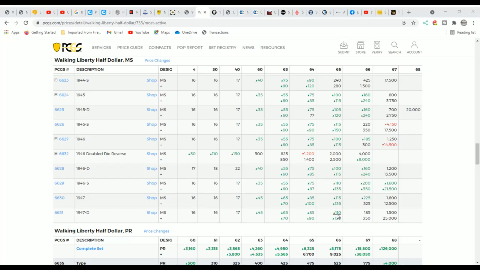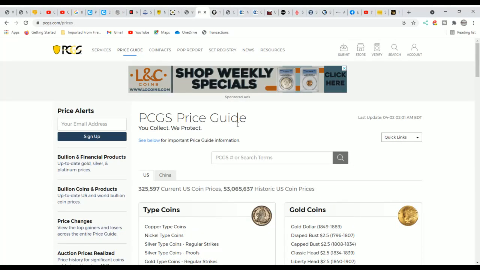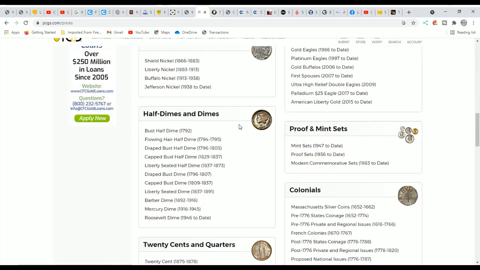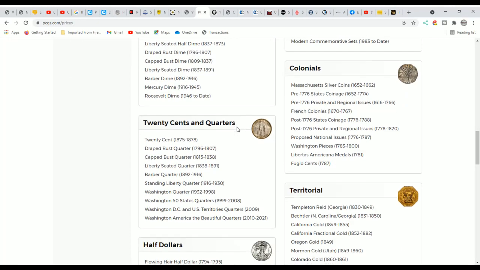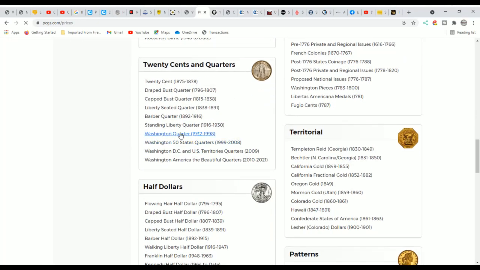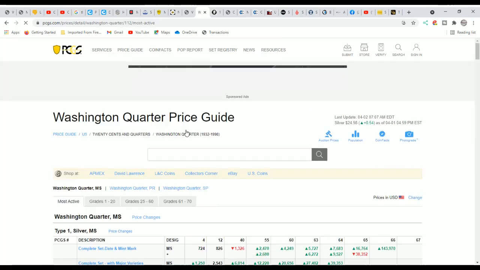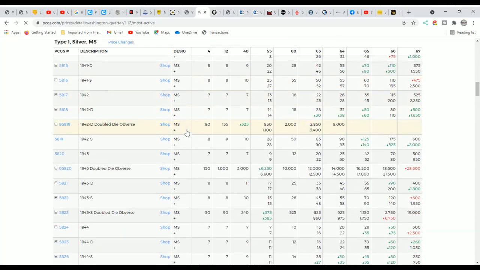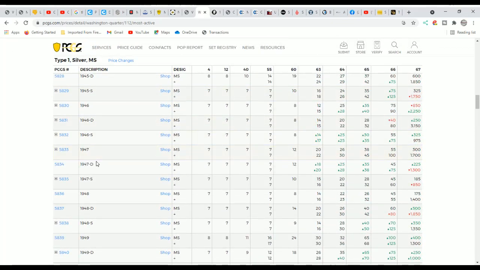Of course, you've got grading fees and everything. So the $1,500 is probably going to be the max on it, unless you really think you've got a 66 or a 67 or something special. And of course, you've got the quarters. The quarters with a mint mark and 47 are not worth a whole lot. But you can come over to the price guides here at PCGS and take a look at even the Washington quarters, the 1947s, and see what they're worth here.